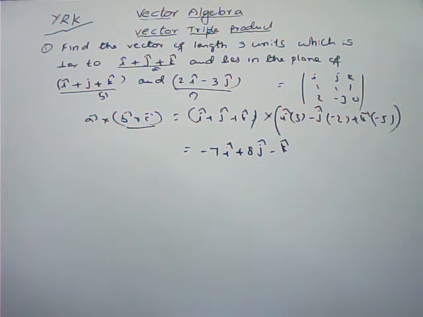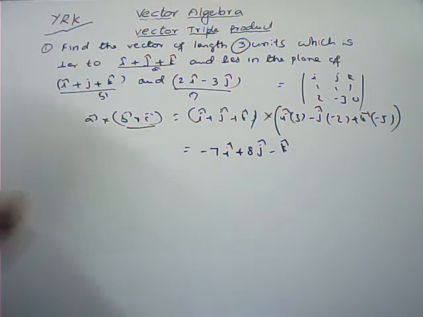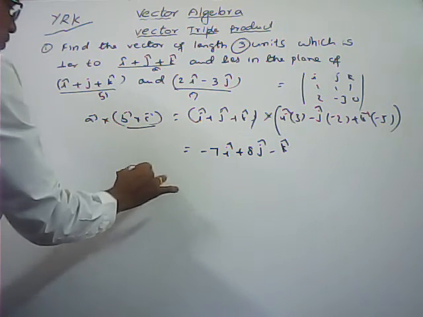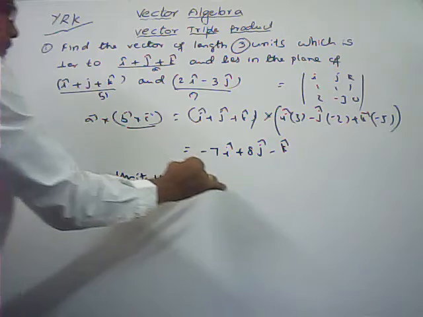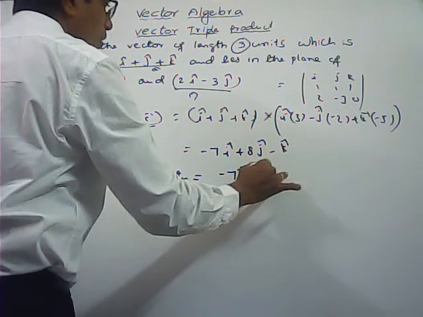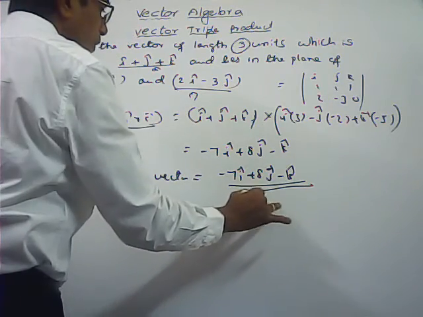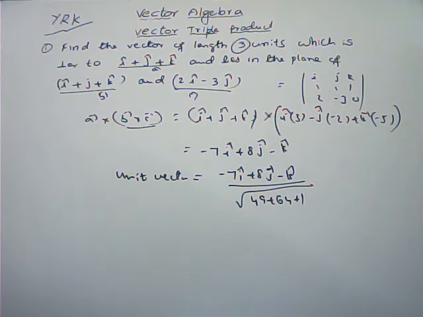Now here what they are asking, find the vector of length 3 units. First to find the unit vector. How to find the unit vector in the direction of A bar cross B bar cross C bar? Unit vector is equal to that vector divided by its modulus only, root of 49 plus 64 plus 1. That is the square root of 114.